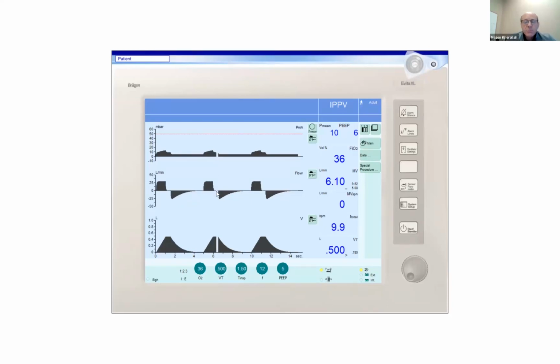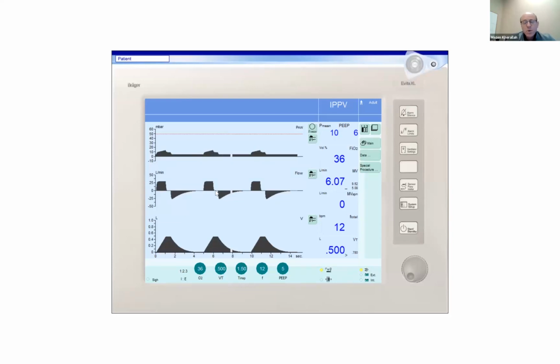But the air is inside the lungs. In order to keep the air inside the lungs, we need to utilize pressure. That pressure is required to overcome the lungs and the chest wall elastance. And you see that the flow is 0 here.